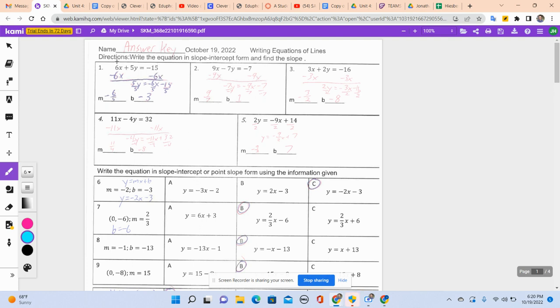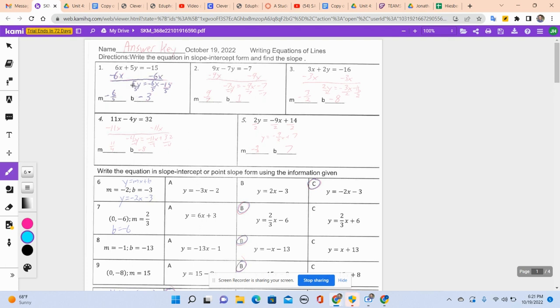Now, the way that I originally taught was that to get the y by itself, you have to move the x term, 6x, and you subtract 6x from one side. Whatever you do to one side, you do to the other. 6x minus 6x cancels out to 0. Bring down the 5y equals, and I put the negative 6x first before the minus 15 because I'm trying to model the y equals mx plus b format.